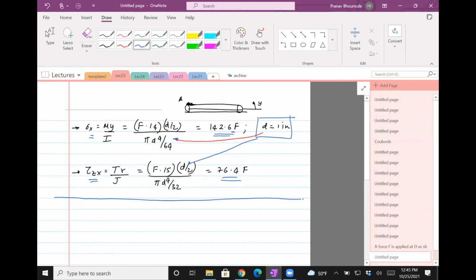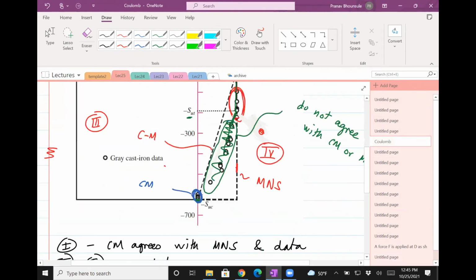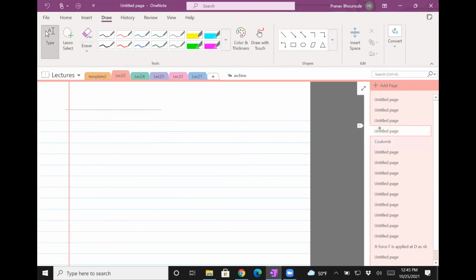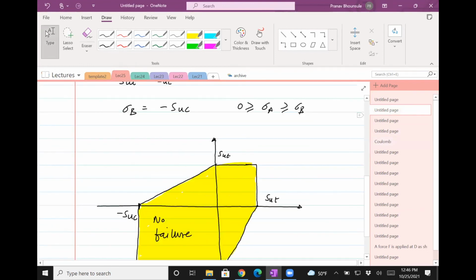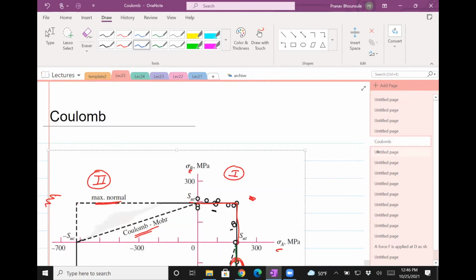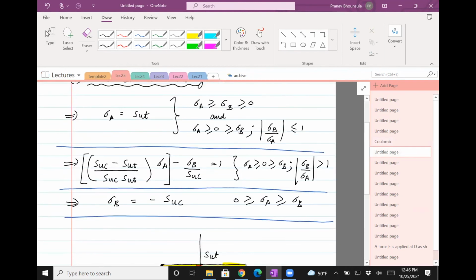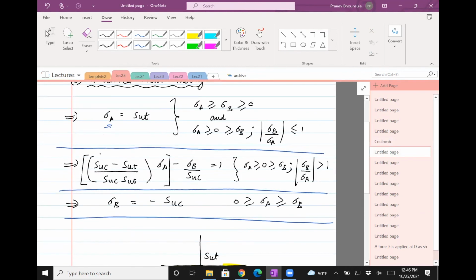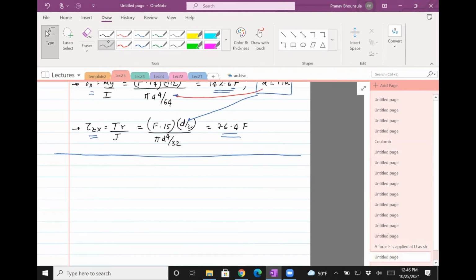Okay, so before we apply Coulomb theory, let's just go to Coulomb theory for a second and see what it requires. It requires us to compute sigma A and sigma B. What are sigma A and sigma B? They are principal stresses. If we go to the modified Mohr theory, we also need sigma A and sigma B. So our first step is to find sigma A and sigma B, and then we can apply either of these theories. So let's just do that. So find the principal stresses.